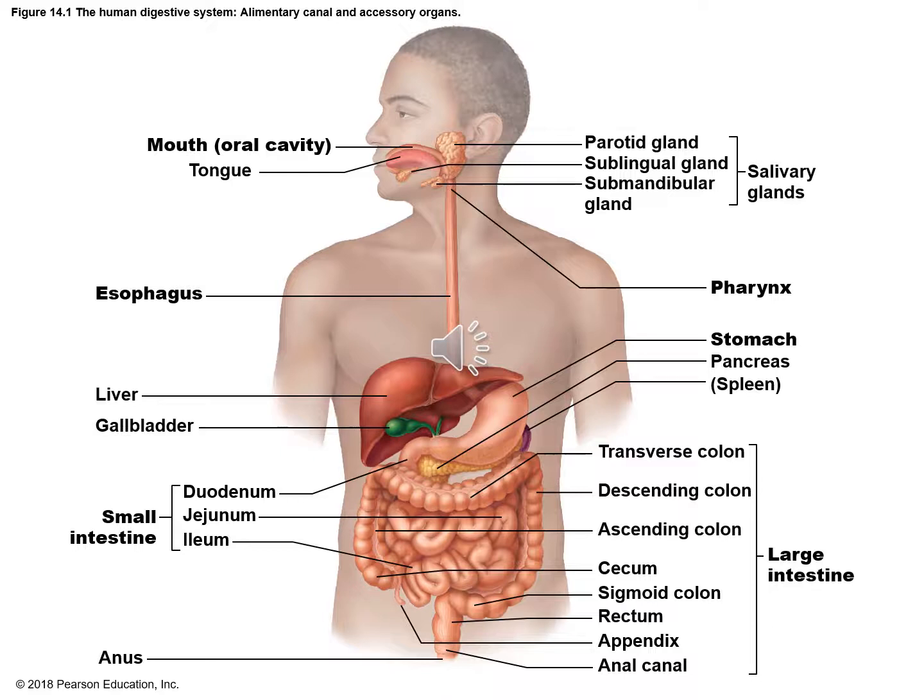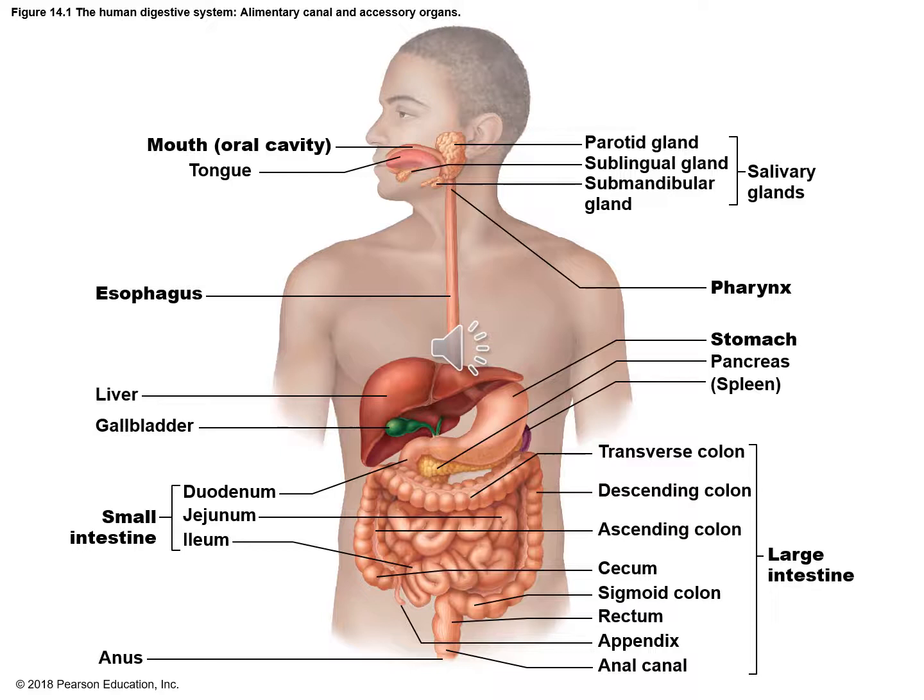This is an excellent overview of the digestive system, starting with the oral cavity, the mouth. At the base of that we have the tongue. We also see salivary glands, which include parotid glands, sublingual and submandibular. Then we have the pharynx, leading to the esophagus. The esophagus opens into the stomach.